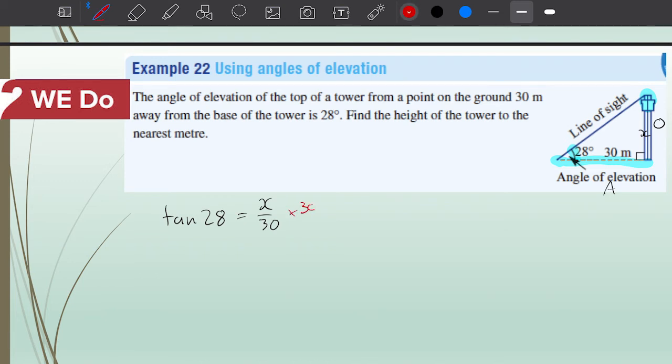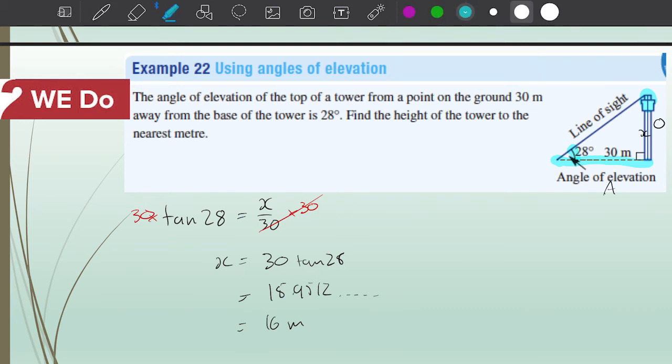Remember, when the x is on the top, we times by the number on the bottom. x equals 30 tan 28. That goes in the calculator. We get 15.9512. And to the nearest meter, that's 16 meters. A note on this, I would not really expect you guys to do this bit of working out every time. I'm happy for you to just go from writing down tan 28 equals x over 30 to then writing down x equals 30 tan 28. I want that part of this process to become fairly automatic for you.